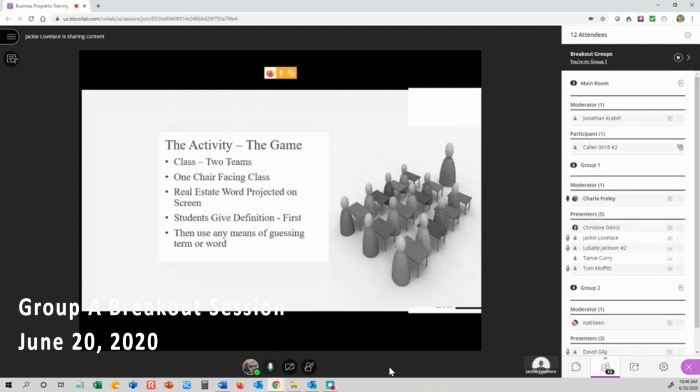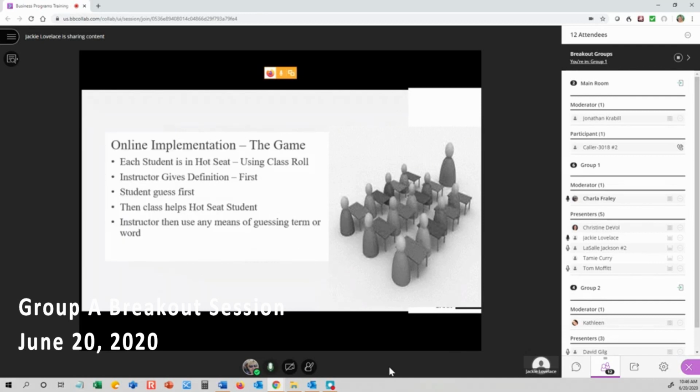The activity, yes, I tried it. It's kind of different than the game I play face to face. It's kind of backwards, using it a little bit backwards. It's sort of the opposite.